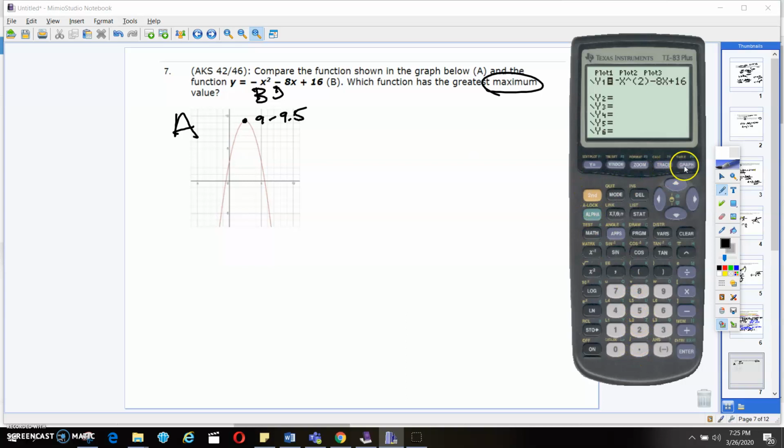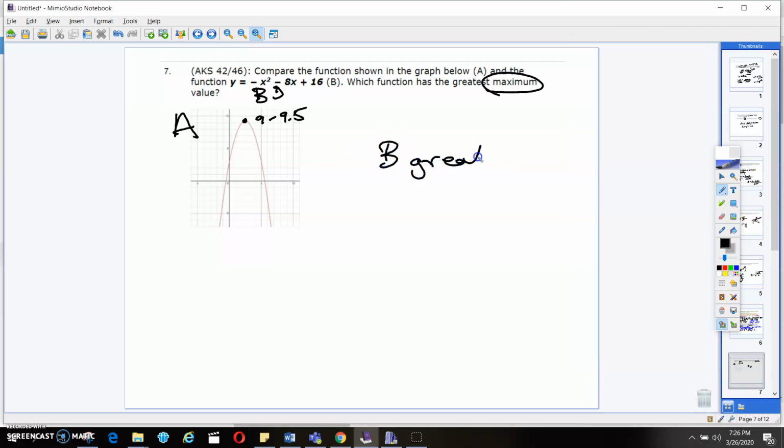And if I go to second graph, that'll pull up my table. And I'm going to look at my Y values. I'm trying to see if my Y values go above 9 to 9.5. And it totally does, because it goes all the way up to 32. So that means that B has a greater maximum than A. Okay.